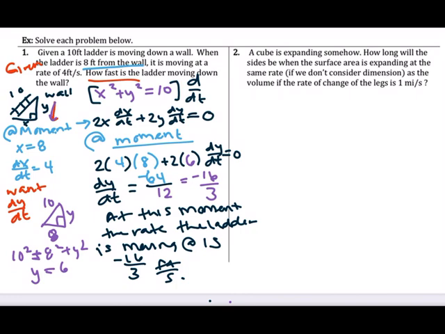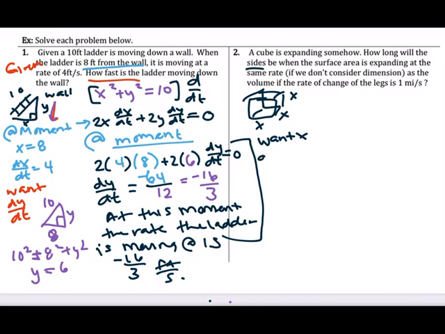All right, number 2. We're drawing a picture. A cube is expanding somehow. How long will the sides be when the surface area is expanding at the same rate as the volume? So I'm going to pick x to be the length of my sides. This is asking me for x. We want x. How long will the sides be?